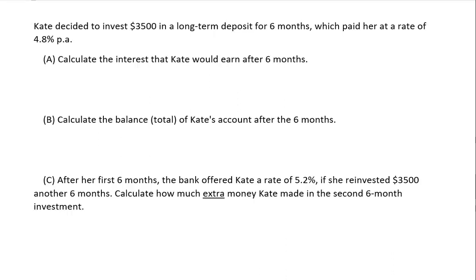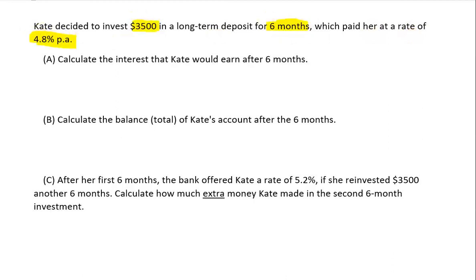Here's an example of a simple interest calculation that's a little bit trickier. It says Kate decided to invest $3,500 in a long-term deposit for 6 months, which paid her a rate of 4.8% per annum. So our important information is principal, $3,500. The investment's been made for 6 months at a rate of 4.8% per annum.